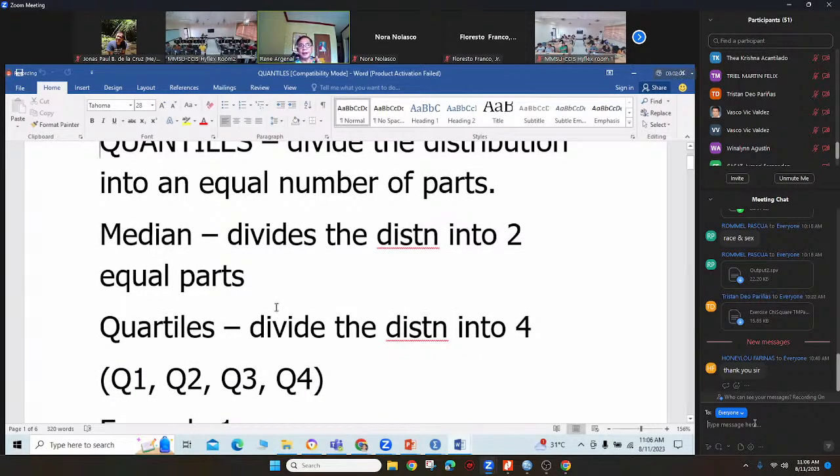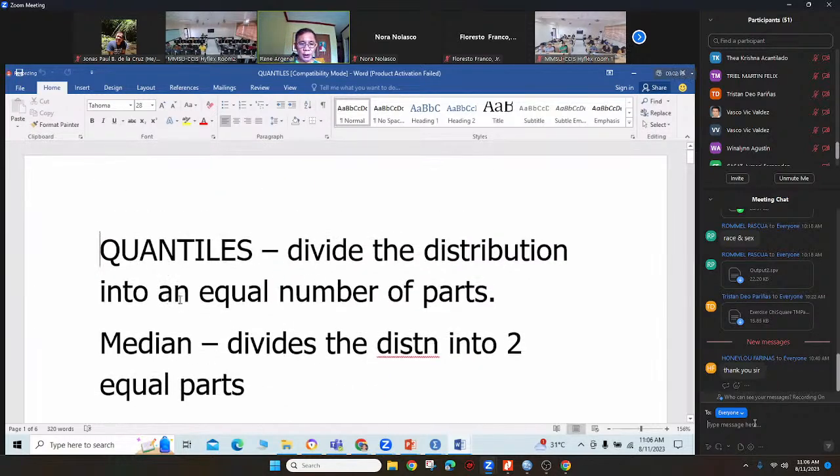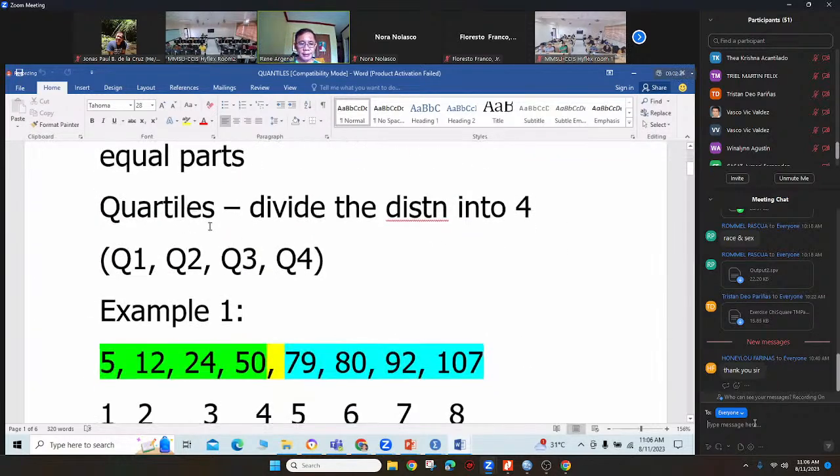Once you have identified the median, you will know those scores which are in the lower half, as well as the upper half. When you talk about quartiles, from the word quarter, it divides the distribution into 4 equal parts.